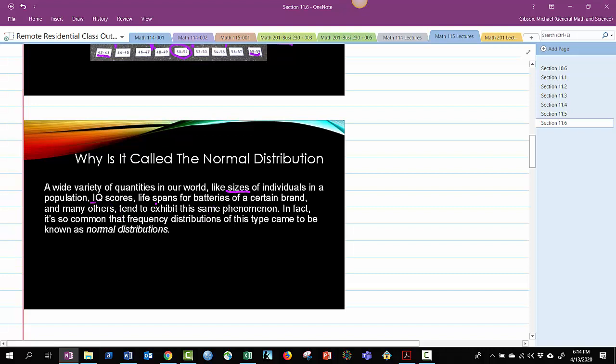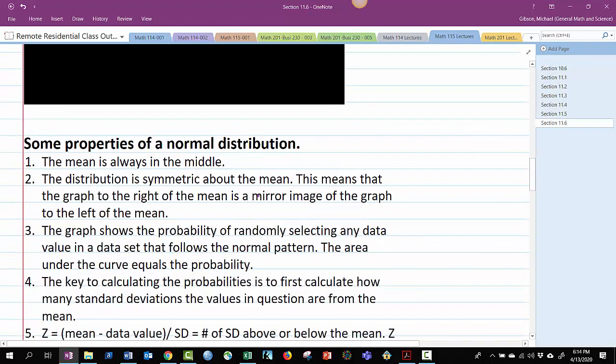IQ scores tend to be normally distributed. Lifespans of batteries tend to be normally distributed. There's just all kinds of stuff, okay? Both biological, chemical, all kinds of things show up. Now there's a lot of stuff that's not normal too, but it's by far the most common. That's why they call it the normal.